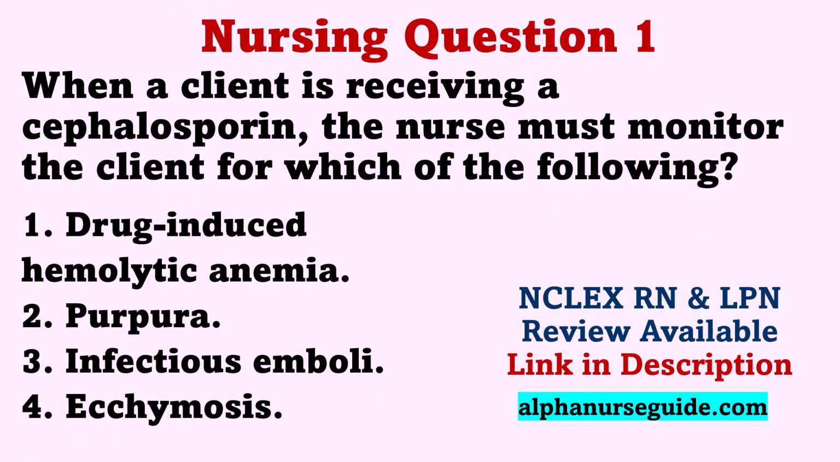When a client is receiving a cephalosporin, the nurse must monitor the client for which of the following? 1. Drug-induced hemolytic anemia. 2. Purpura. 3. Infectious emboli. 4. Ecchymosis. The correct answer is 1.